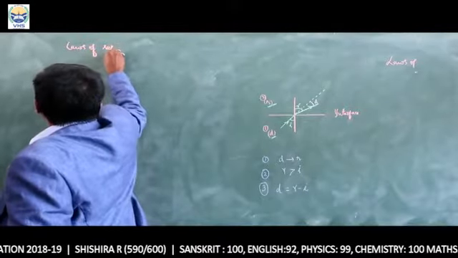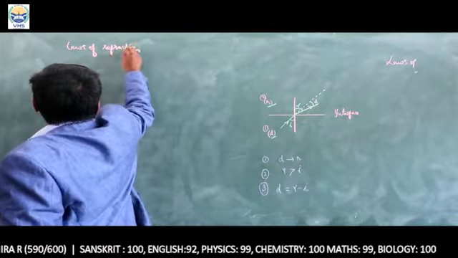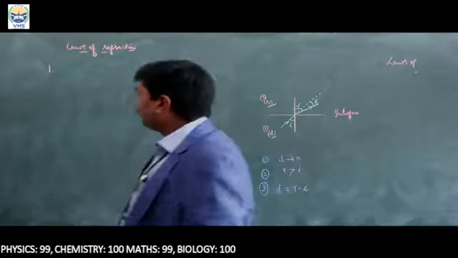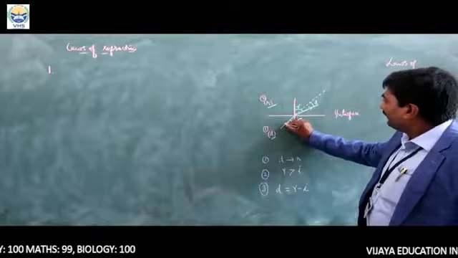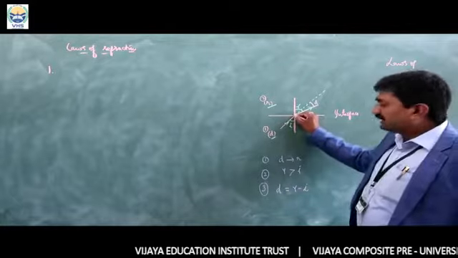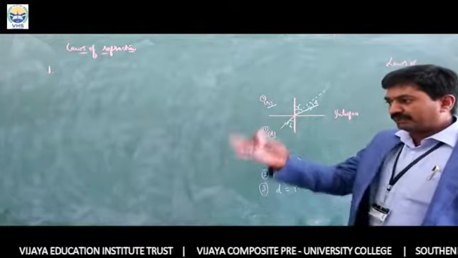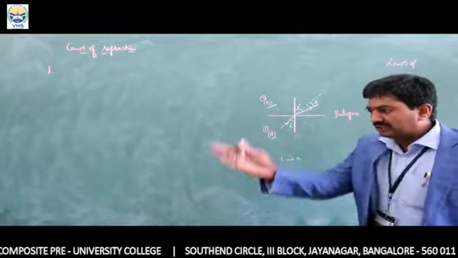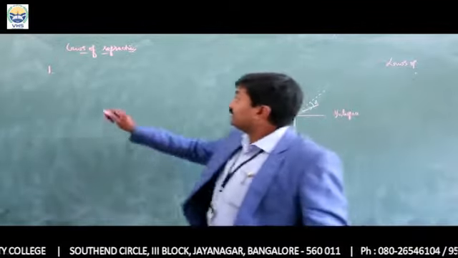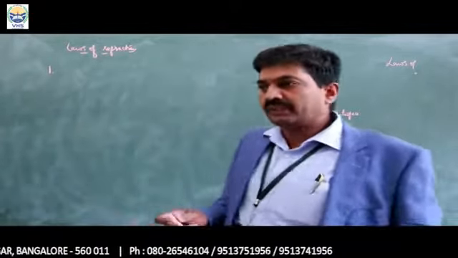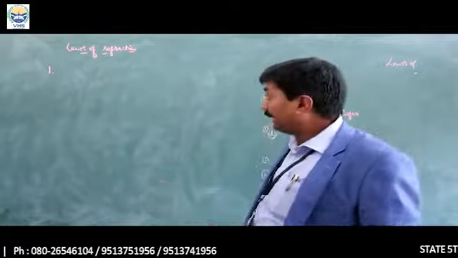Now, let us pass on to laws of refraction. There are 2 laws of refraction. First law is the incident ray, the refracted ray, and the normal at the point of incidence all lie in the same plane. This is the incident ray, this is the refracted ray, and the normal at the point of incidence all lie in the same plane. This is the first law of refraction.